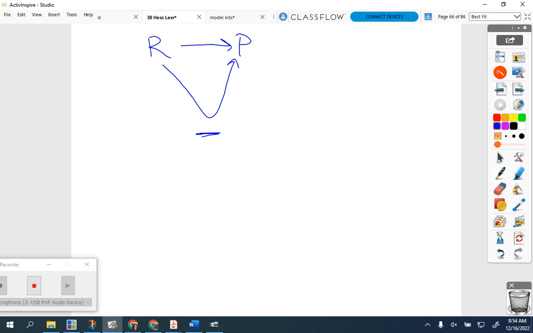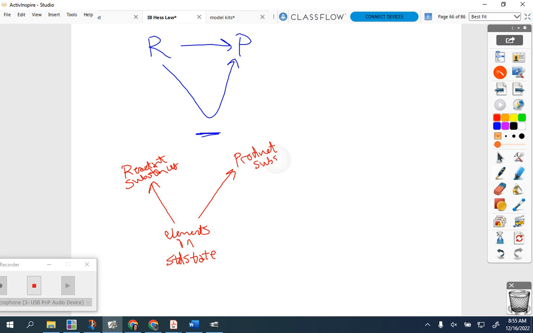All right, so if both of my arrows are pointing up, from elements in standard state, I'm going from the elements to my reactant substances, and I'm going from the elements to my product substances. And I have a delta H here, and I have a delta H here, and these are known. What I don't know is across. So this is always my target that I'm looking for, okay? What type of standard enthalpy am I using in this example? Yeah, formation. This is formation.